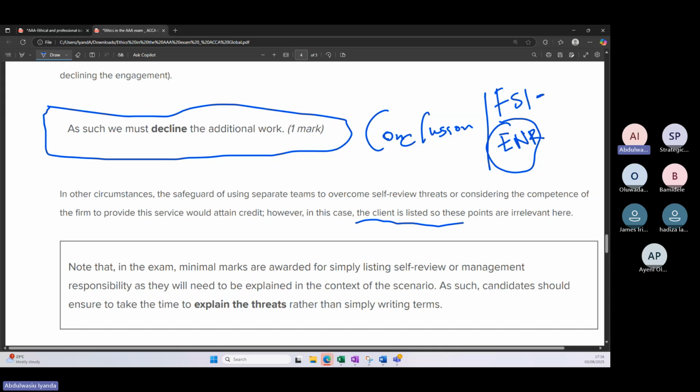Okay. So note in the exam, minimum marks are awarded for simply listing self-review or management responsibility, as they will need to be explained in the context of the scenario. As such, candidates should ensure to take their time to explain the threat rather than simply writing the terms. So please, this is what the examiner is advising you now. Don't just list it. We know that, and that's the first thing that you should do. But if you want to explain the self-review and the management responsibility, it should relate to the case. You have to be very, very adaptive. As one of my lecturers used to say to us in this subject, you have to adapt to the subject, adapt to the case.